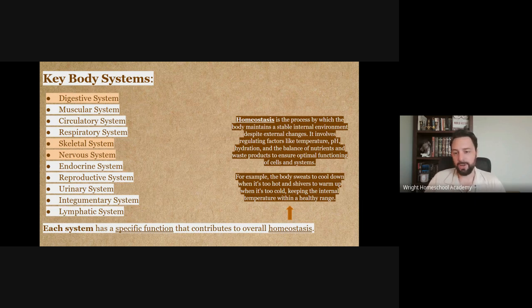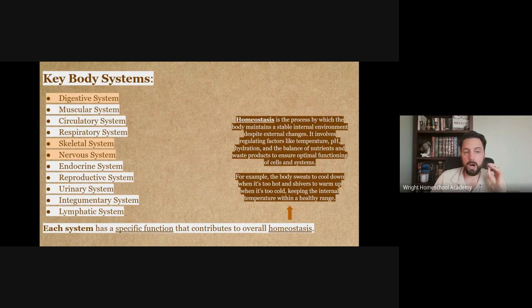So I'll read this dictionary definition and then I'll give you my personal definition. So it says here, homeostasis is the process by which the body maintains a stable internal environment despite external changes. It involves regulating factors like temperature, pH, hydration, and the balance of nutrients and waste products to ensure optimal functioning of cells and systems. For example, the body sweats to cool down when it's too hot and shivers to warm up when it's too cold, keeping the internal temperature within a healthy range. So basically, guys, think homeostasis, think balance.